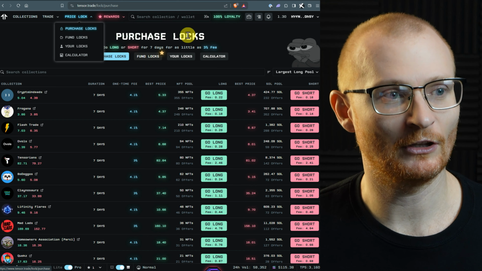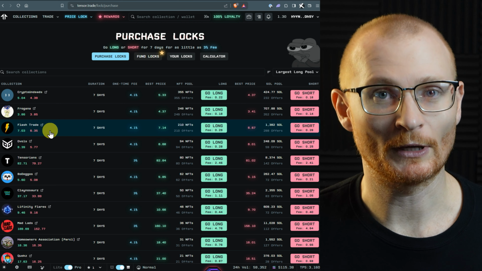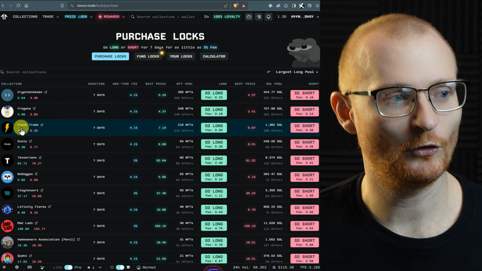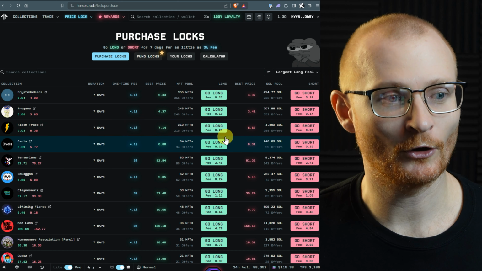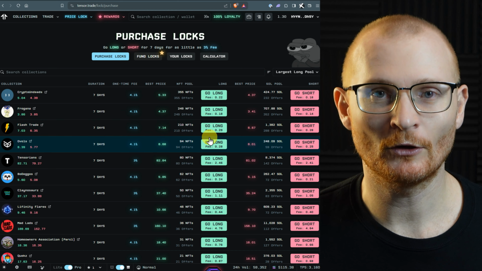Now put very simply, this allows us to basically long or short an NFT. Now most people will know what that means. However, just to clarify, if you long something, you think the price is going to go up. So you're betting on the price going up. As a quick example, Flash Trade. If the floor price is 7 SOL and you think it'll go up to 8 SOL, then you could go long. If it went up to 8 SOL, you would make profit.